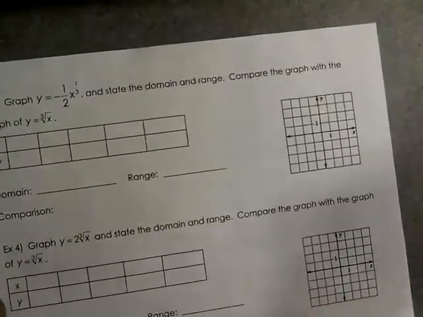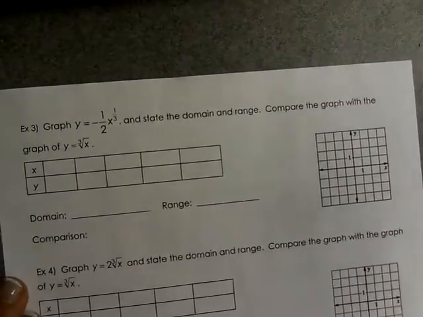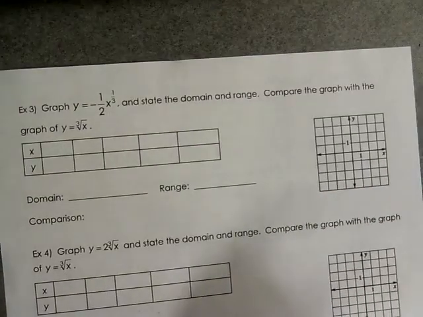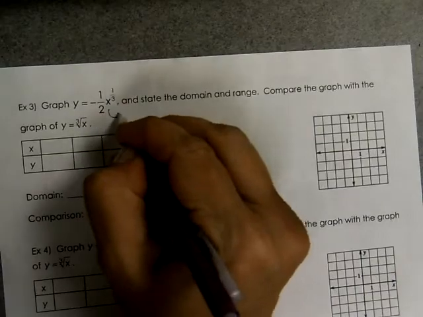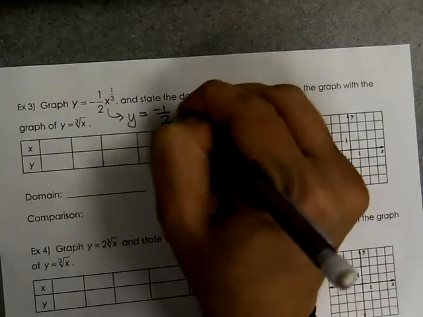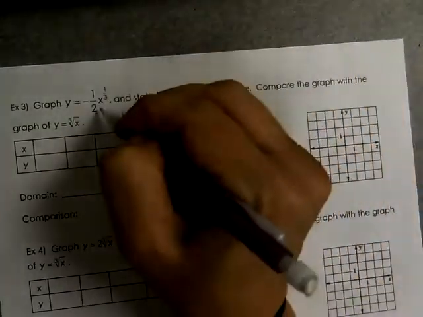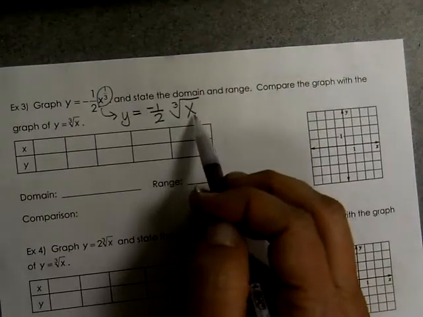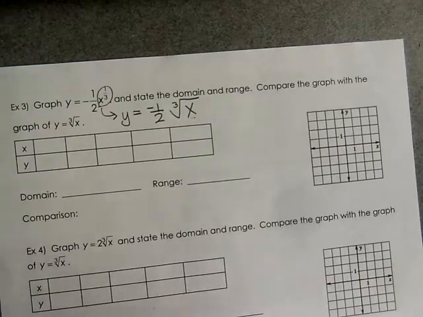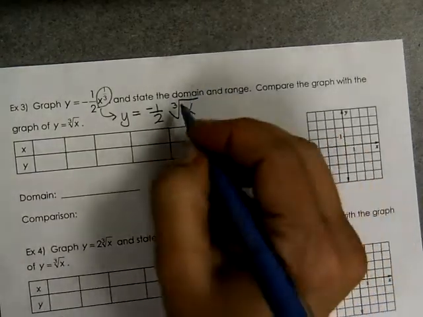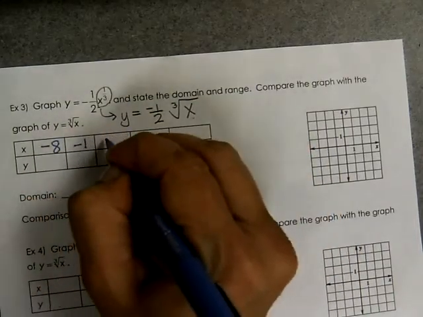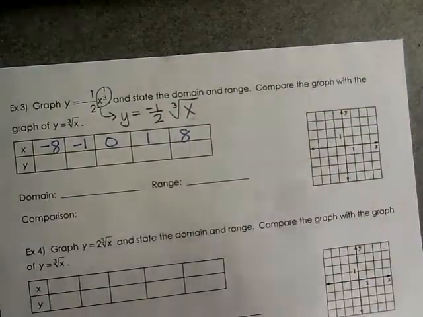In example 3, it wants us to graph y equals negative 1/2 times x to the 1/3 and state the domain and range and then compare. Well, again, this negative 1/2 x to the 1/3 is really like negative 1/2 times the cube root of x. Again, it's only x that's being raised to the 1/3, so only put the x under the radical. And this time, you guys, we are not going to use 0, 1, 4, and 9 because we have the cube root. When we have the cube root, we're going to use negative 8, negative 1, 0, 1, and 8.